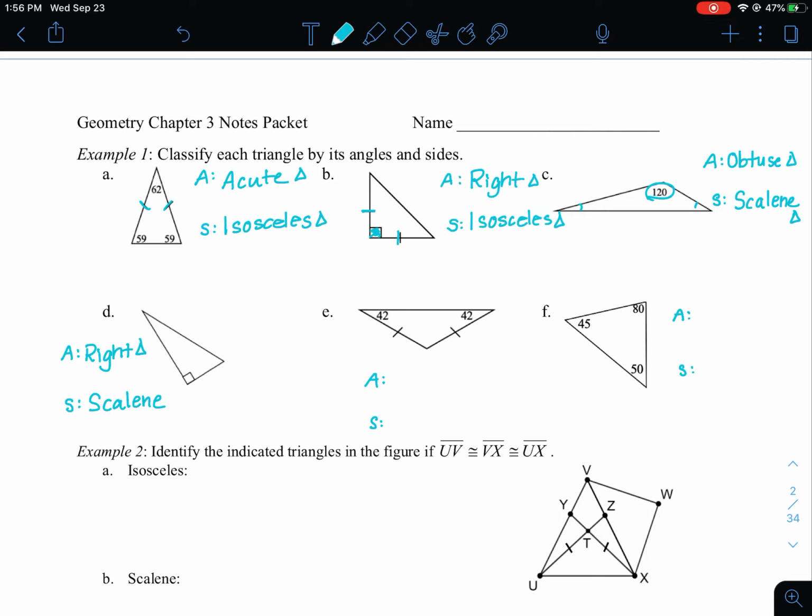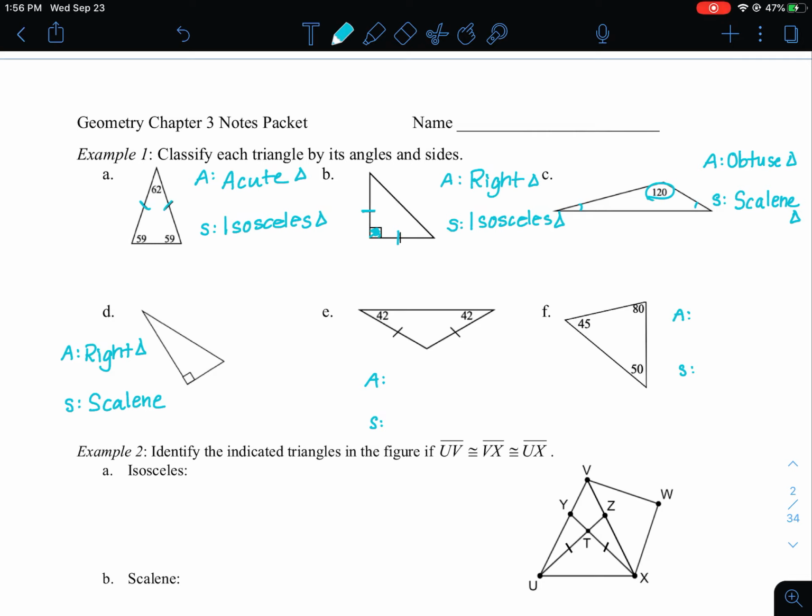Now for E. This one's a little bit tricky, and a lot of times for this one I get acute. And it might very well be an acute triangle because we do see two 42-degree angle measures, but we don't know the measure of that third one. And if that third one's acute, then great, it's an acute triangle. But if it's not acute, then it could be a right triangle if it ends up being 90 degrees, or it could be an obtuse triangle.